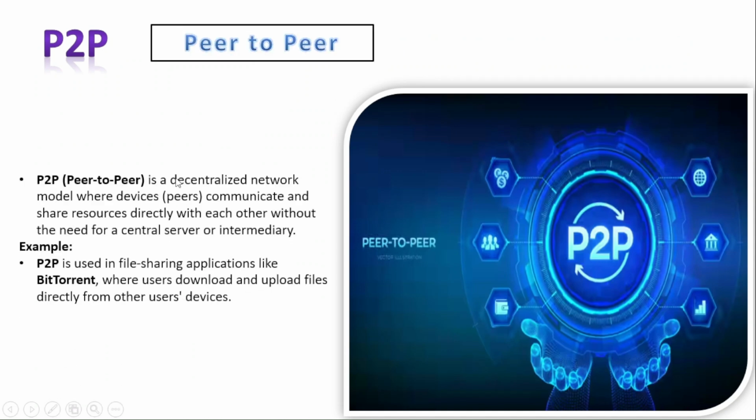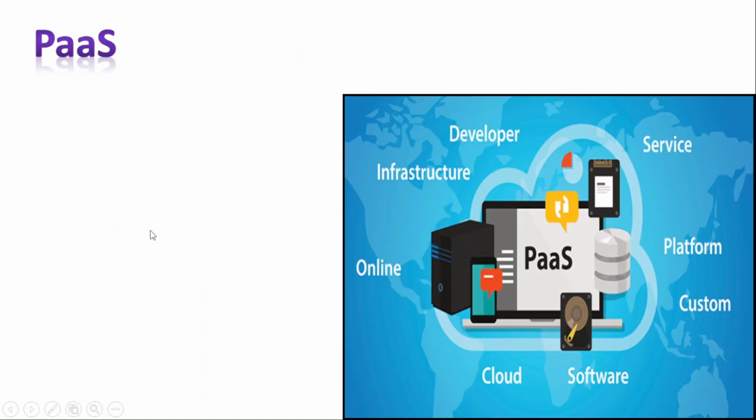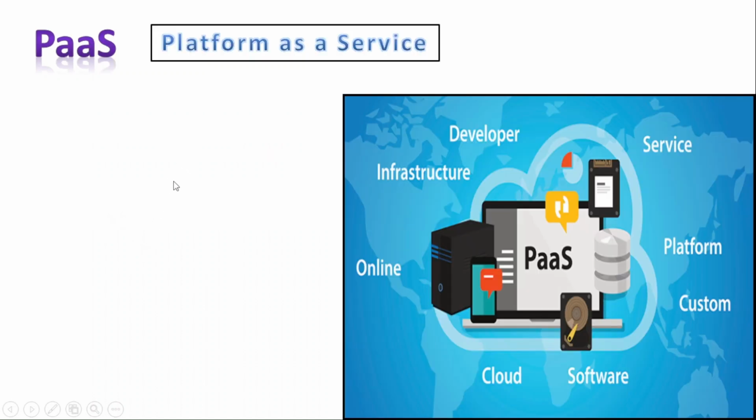P2P, that is peer-to-peer. So P2P, that is peer-to-peer, is a decentralized network model where devices, that is peers, communicate and share resources directly with each other without the need for a central server or intermediary. Example, P2P is used in file sharing applications like BitTorrent, where users download and upload files directly from each other's devices.